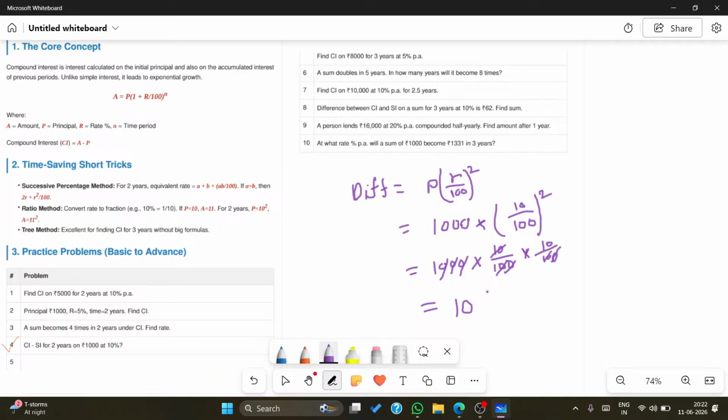Okay. So what is the difference between CI and SI? That is 10. This is the final answer. Now we are going to the next question. That is question 5.